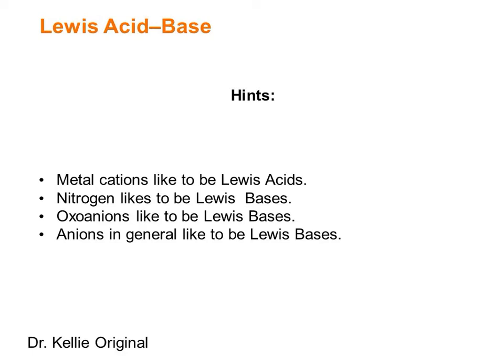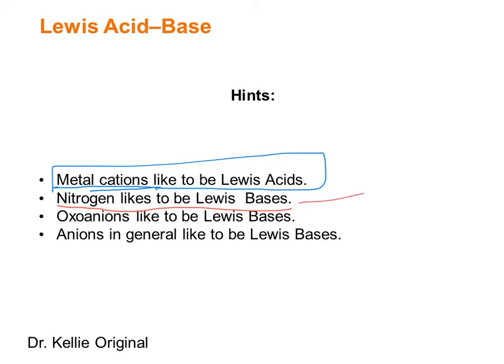A couple of hints to keep in mind when you're classifying things as Lewis acids and bases. Whenever you see a metal cation, in other words, a metal with a positive charge, it's going to be a Lewis acid. Nitrogen loves to function as a Lewis base. Why? Because in a lot of structures, nitrogen is bound to three things with a lone pair of electrons sticking out there, ready and waiting to be donated. In other words, ready and waiting to be a Lewis base.